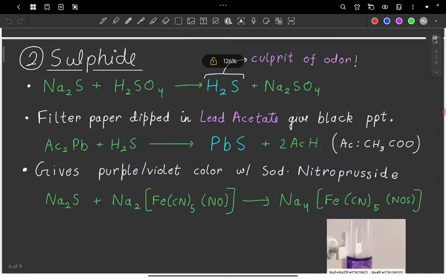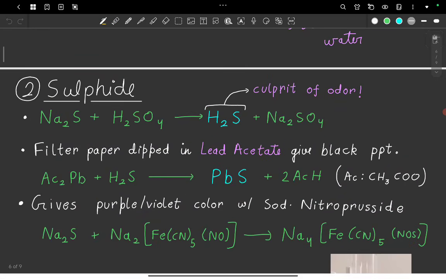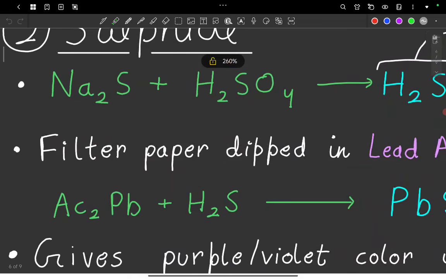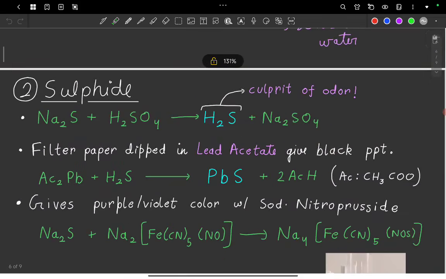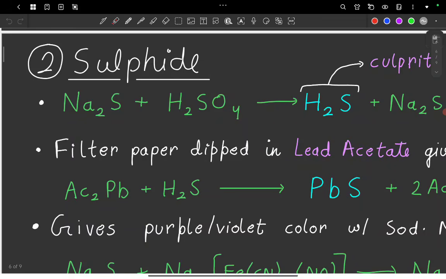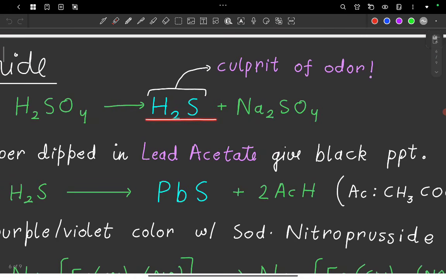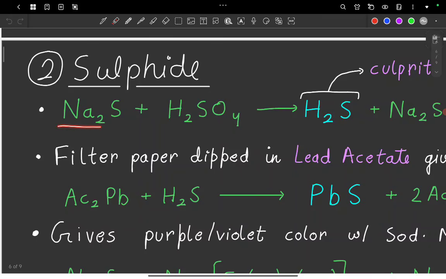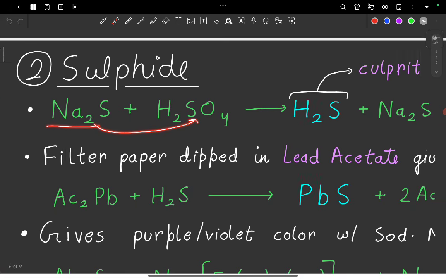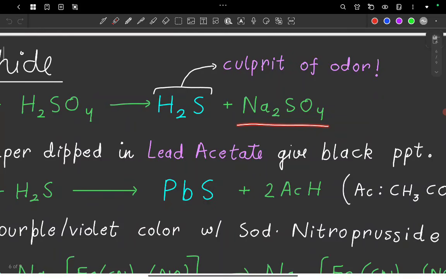Let's learn about how we can check for the sulfide ion. Now this test is a bit harder, but stay with me. The sulfide ion is basically S2-. This is again that sodium salt of S2-, which is Na2S. And again you can see this is an example of a displacement reaction where H2SO4 takes away the sulfide ion and forms H2S, whereas the sodium takes away the sulfate ion and forms Na2SO4.